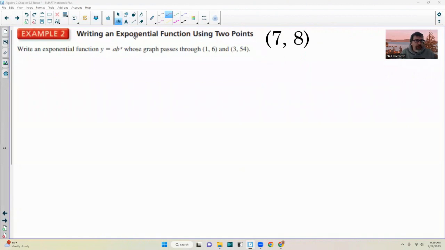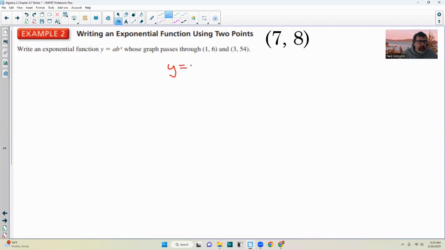Okay, example 2 is writing an exponential function using 2 points. It says write an exponential function y equals a times b to the x whose graph passes through the points (1, 6) and (3, 54). So here's what we're going to do. We're going to write the function.